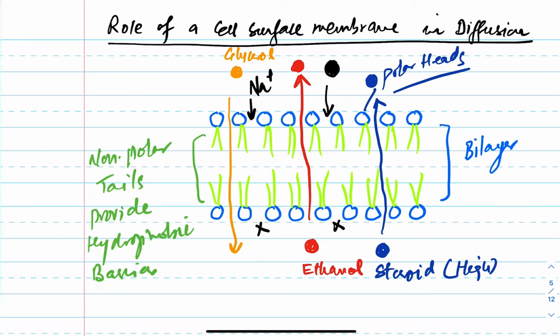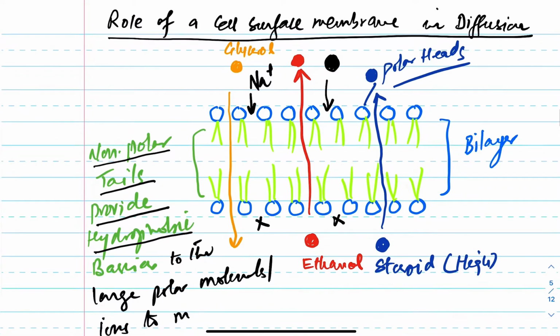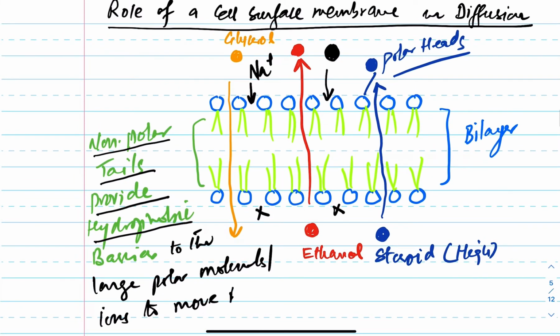We can explain why these substances do not move through the phospholipid bilayer. The non-polar tails provide a hydrophobic barrier to the large polar molecules or ions to move through the phospholipid bilayer.